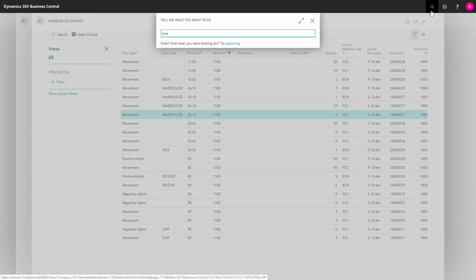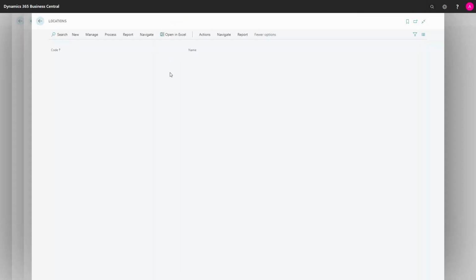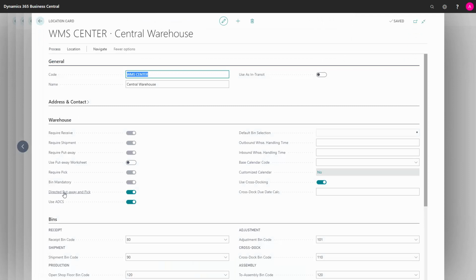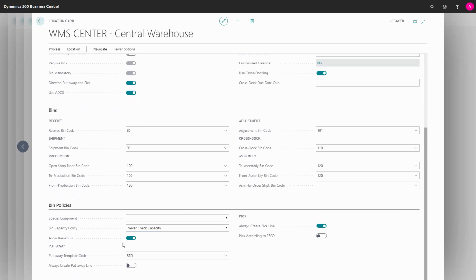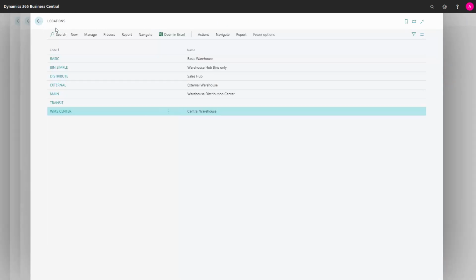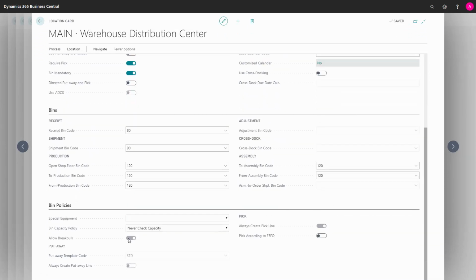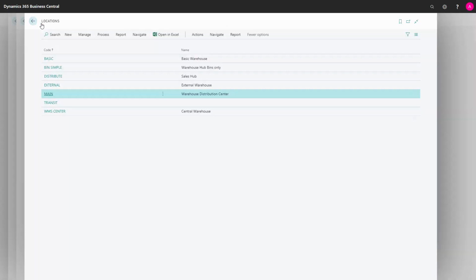If I'm looking at my locations, if I'm entering the location with the directed put away and pick, one of the locations that I have here, it's possible to set the checkmark allow breakbulk that also indicates that we're working with unit of measures. Whereas if I take my main location that has all the checkmarks for warehouse but not the directed put away and pick, and I scroll down, it's not possible to maintain the bin policies about allowing breakbulks.